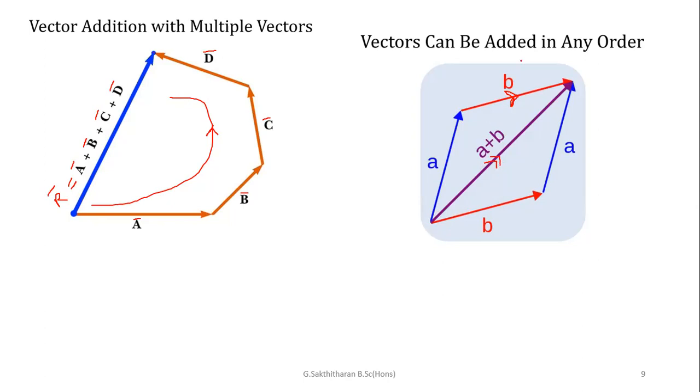So now we can move this vector. Don't change the magnitude and the direction. We can move the vector here, and also we can move the vector A here. Now we can get the resultant. That resultant also same, B plus A. So here vector A plus B and vector B plus A also equals.